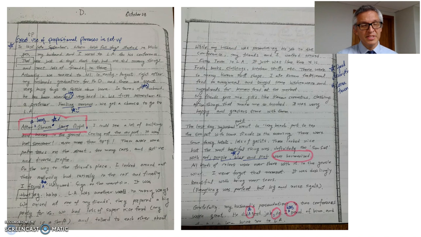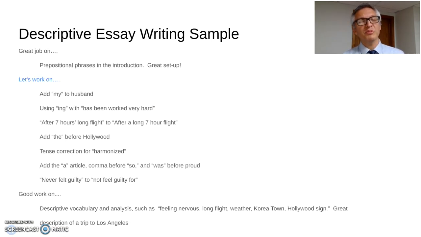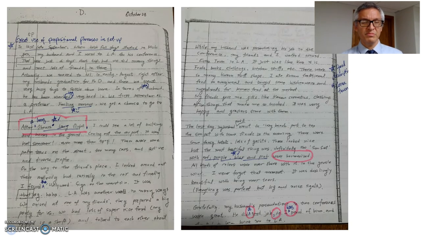I love this inclusion here of the Hollywood sign. So instead of I found Hollywood sign on the mountain, you would want to write I found the Hollywood sign on the mountain. So a simple article before Hollywood sign.